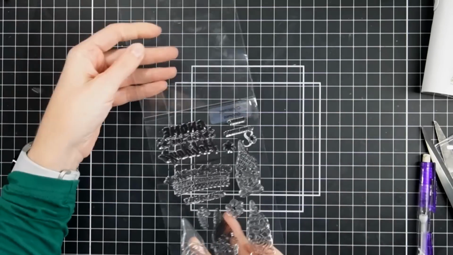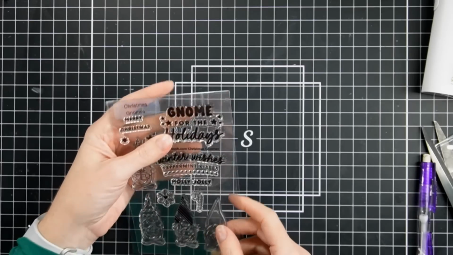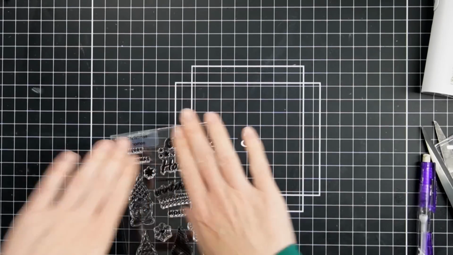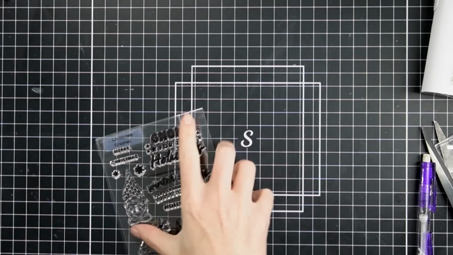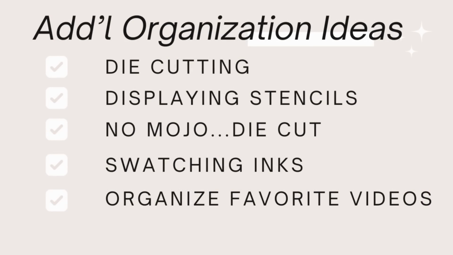And now, folks, we have a hinge for our stamp set. I don't know why I haven't been doing this for the last 10 years, but I don't like to have my acetate separate because I always lose it. So there you go. I have just a few more ideas for organizational things that you can do.